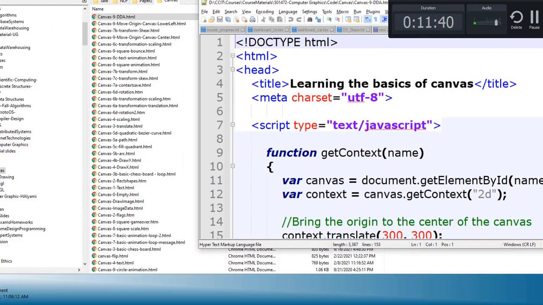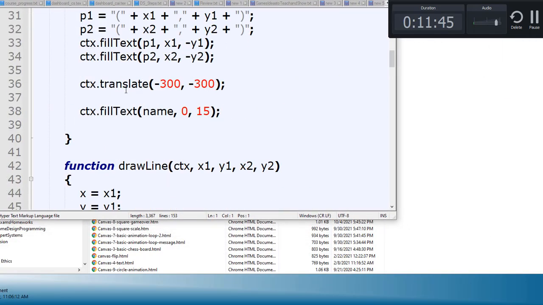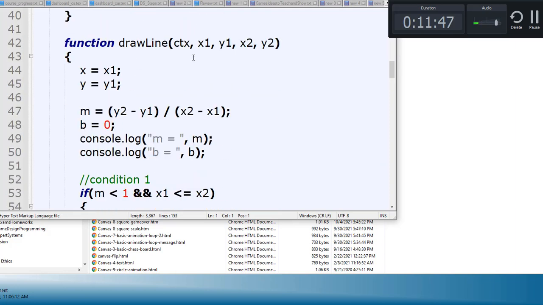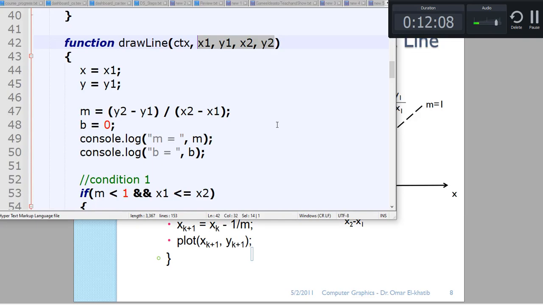Okay, so here is the code which will draw a line. It will draw a line on the context. x1, y1, x2, y2 are the 4 points. x1, y1 is the starting point, and x2, y2 is the end point. So we have 2 points with coordinates x1, y1 and x2, y2, and we start from x1, y1.